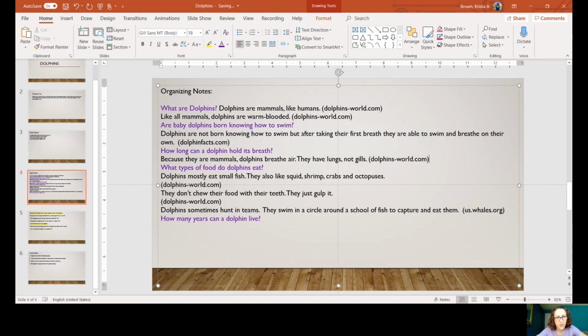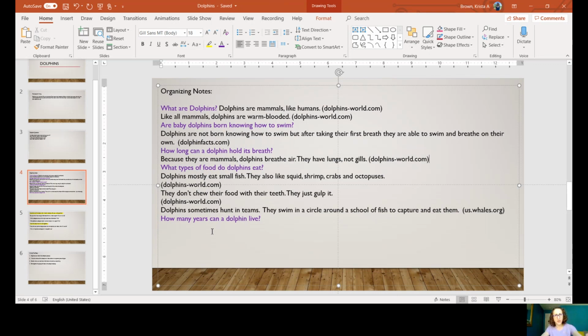Okay. Now I see here that I have information about each question, except for this one, how many years can a dolphin live? So even before I would meet with my partner, I can see that I am missing some information about that. I know I'm going to have to find that information later today.